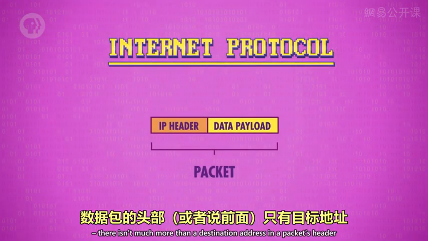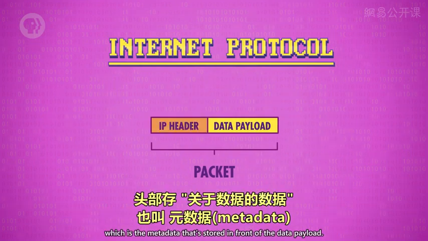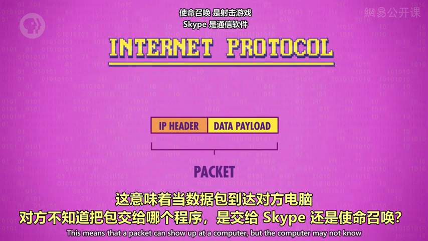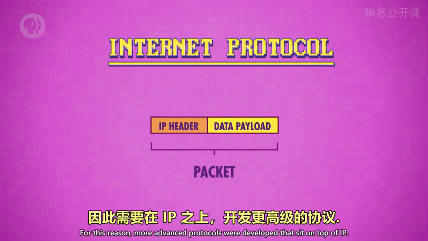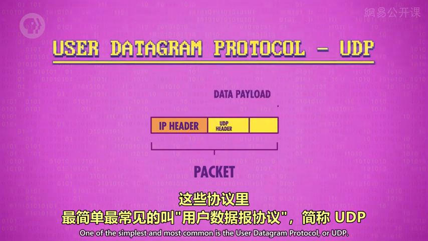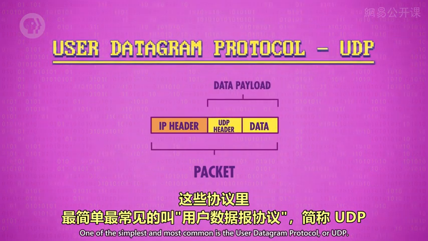There isn't much more than a destination address in a packet's header, which is the metadata that's stored in front of the data payload. This means that a packet can show up at a computer, but the computer may not know which application to give the data to, Skype or Call of Duty. For this reason, more advanced protocols were developed that sit on top of IP. One of the simplest and most common is the User Datagram Protocol or UDP.